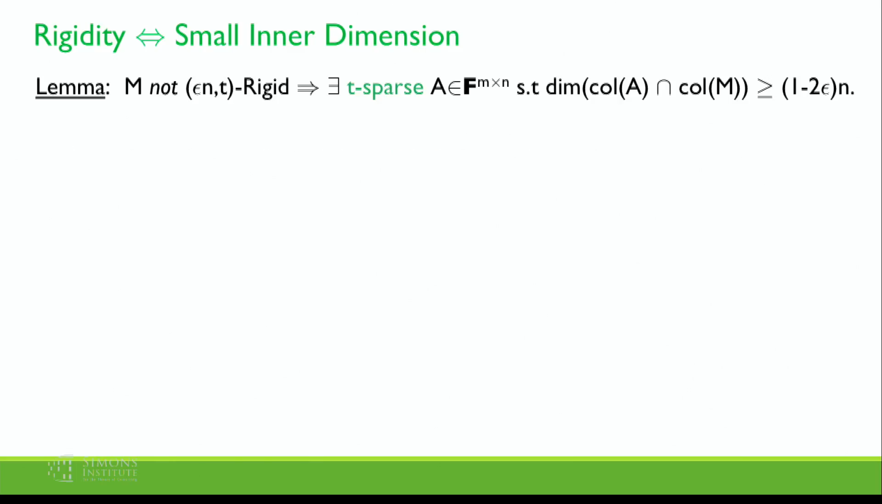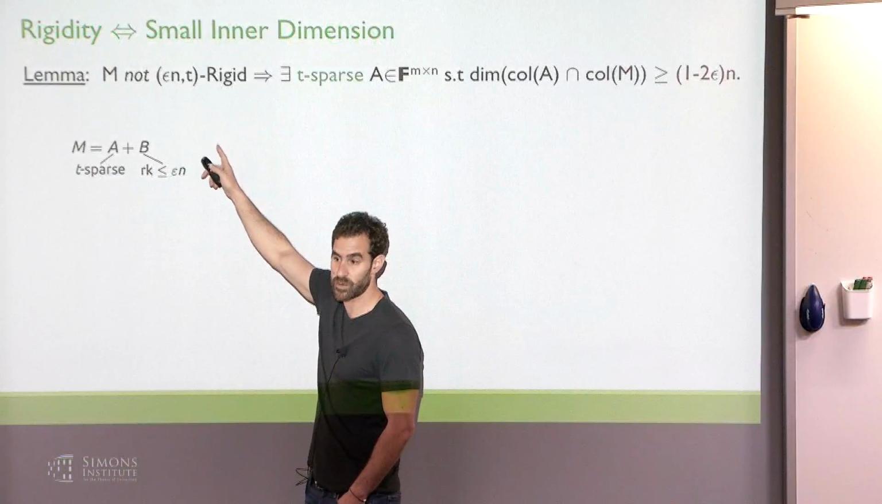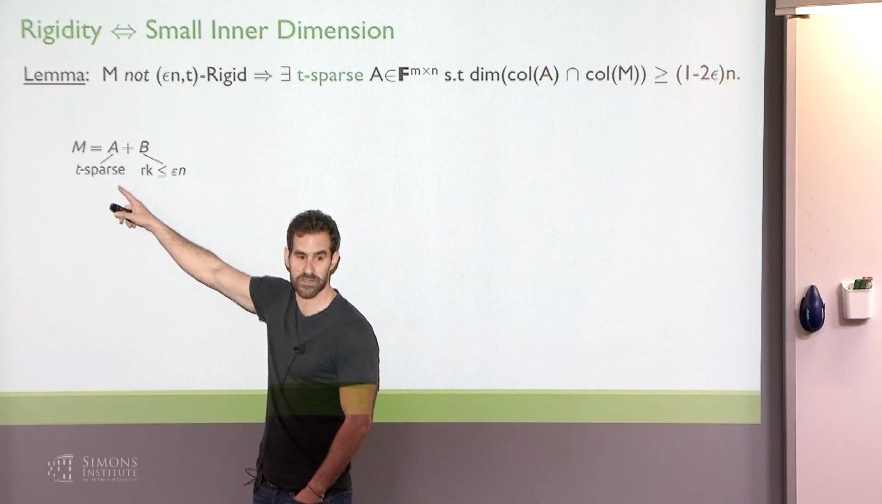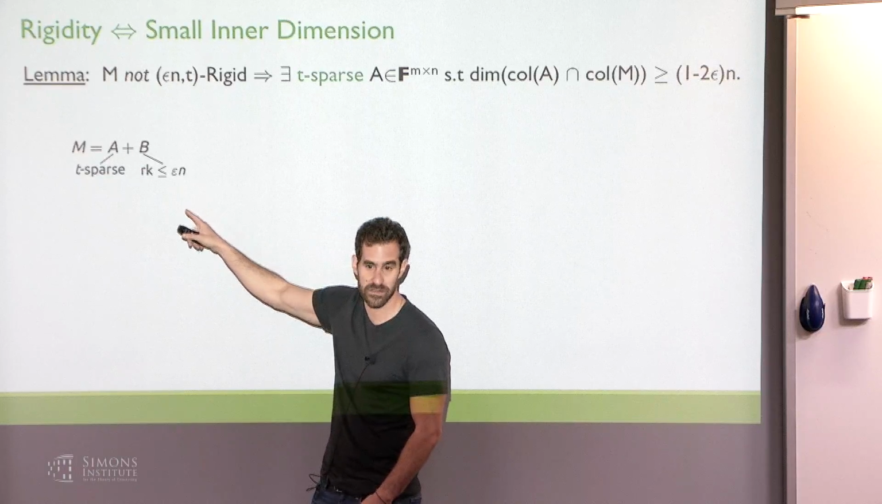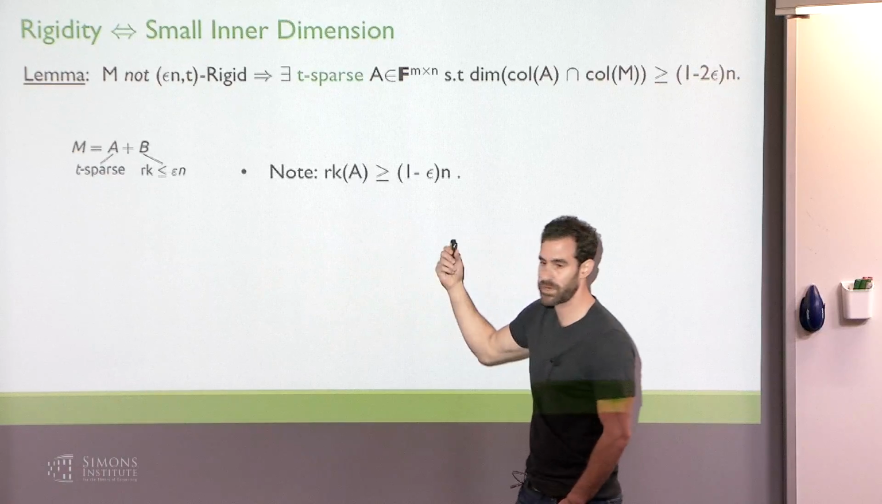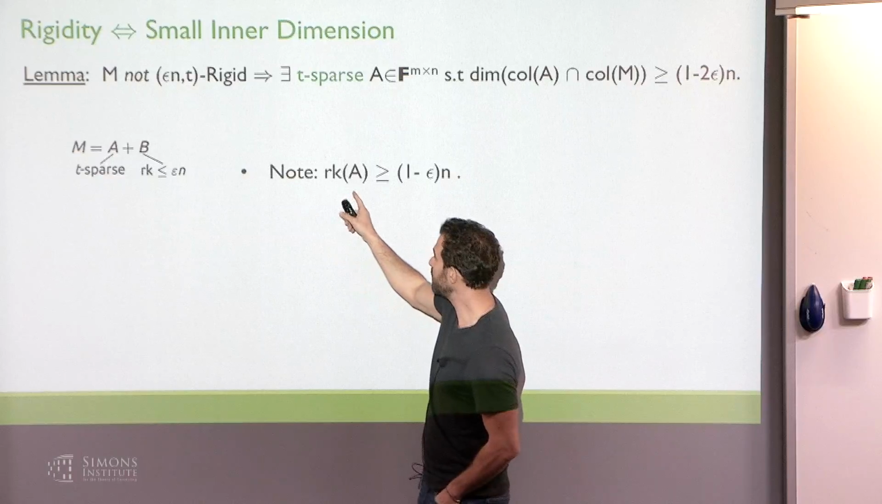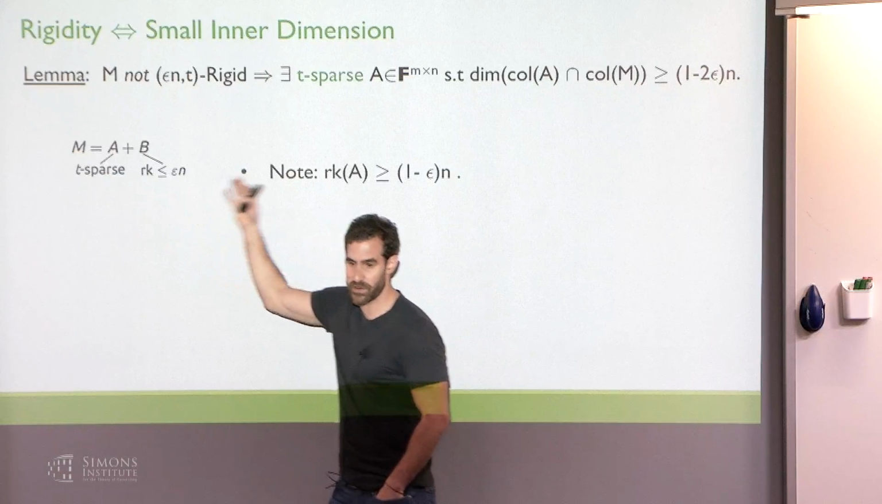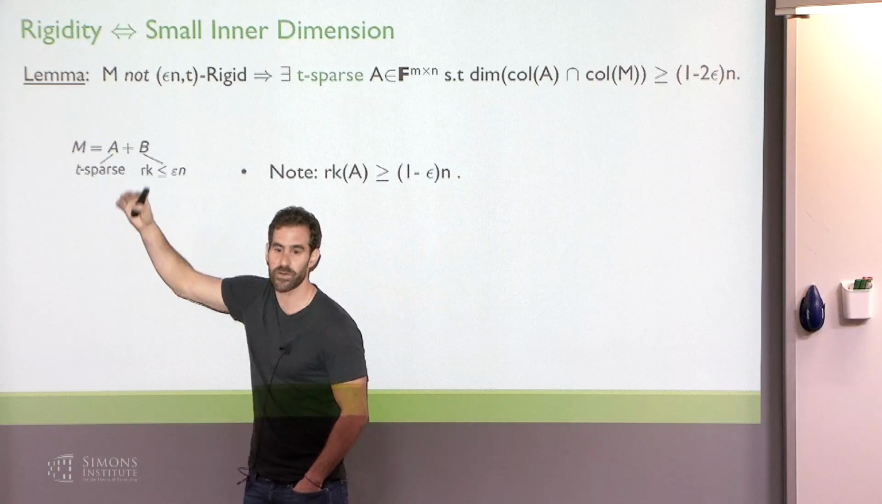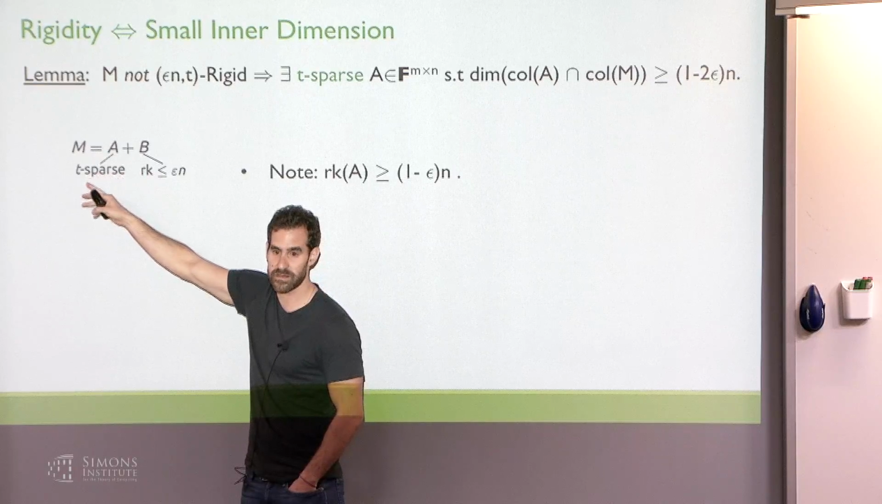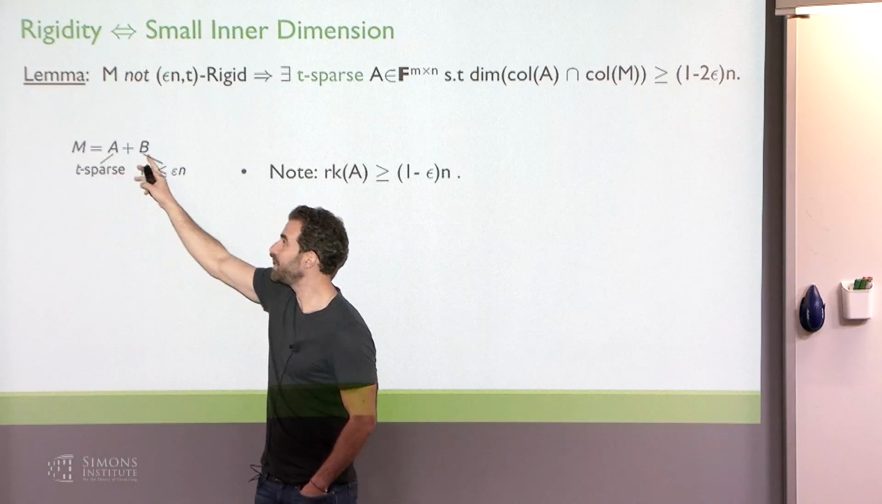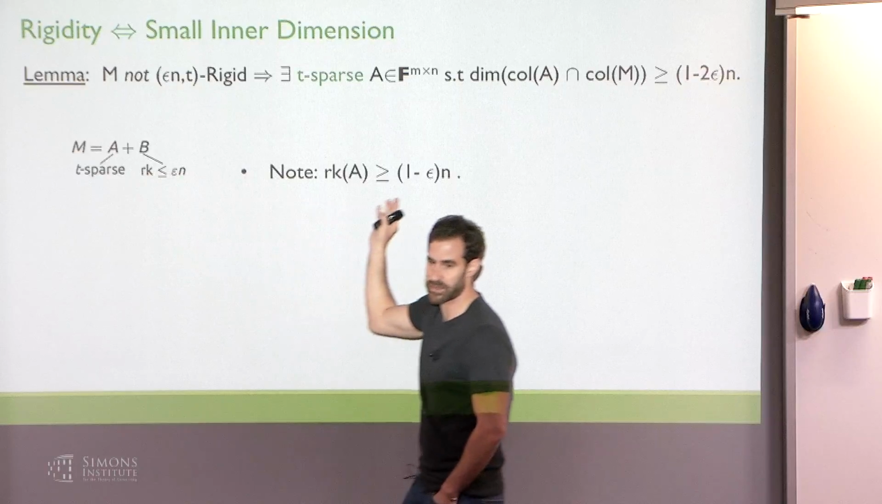Does the lemma make sense? All right, so suppose your matrix is not rigid, so by definition it admits a decomposition into a sparse plus low-rank matrix. And note that because rank is subadditive, the rank of A must be very high, because M is without loss of generality full rank. It has rank n, B has low rank, so A has to have rank at least that much.